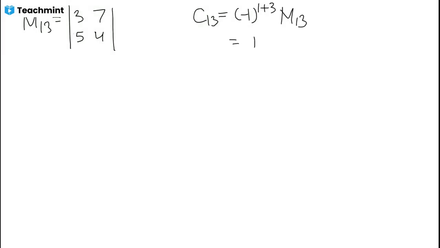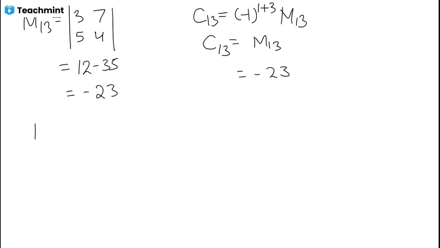So obviously C13 is equal to M13. And now let us find that, it is 12 minus 25. We have minus 23. This is also minus 23.